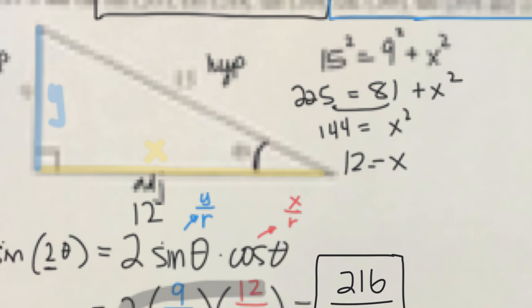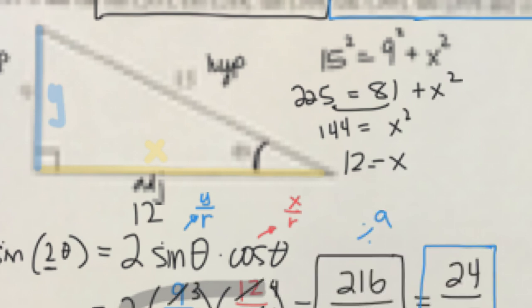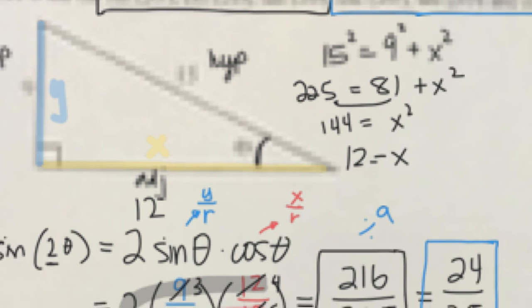And I do not believe that this can be reduced at all. Maybe it can. Let me see. Hang on. Pause. And the answer is yes. They're both divisible by 9. So we divide them both by 9. We get 24 over 25. Okay, pretty nice. Sine of the double angle.